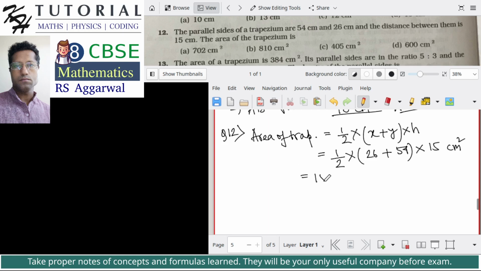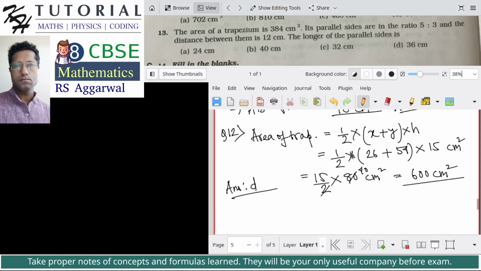So this is 15 by 2 multiplied by 26 plus 54 is 80. 2 cancels 80 with 40. So this is equal to 600 centimeter square, and hence the correct choice will be D. Question number 12, D should be the correct choice. Okay. Question number 13.